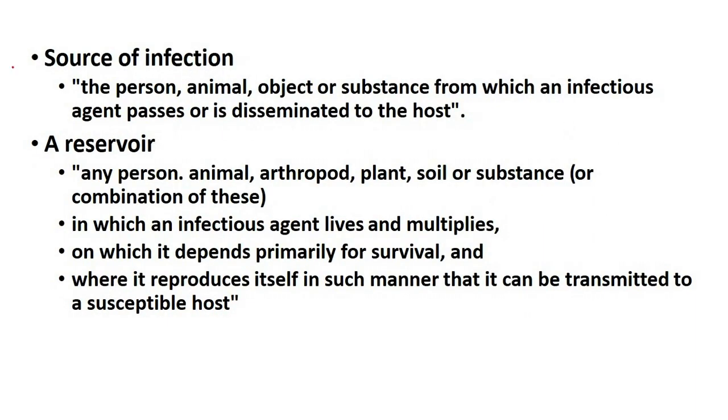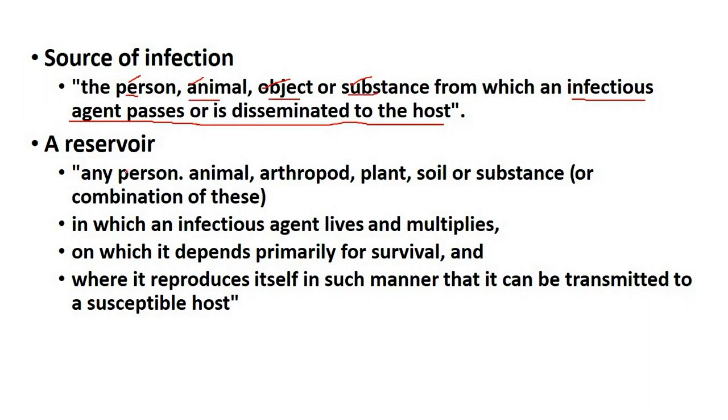Now we are moving to the source of infection. Source of infection can be a person, animal, object or a substance from which the infectious agent passes or is disseminated to the host. So here the important words in the definition are that the infectious agent is passed or disseminated to the host, and it can be a person, animal, object, or a substance.